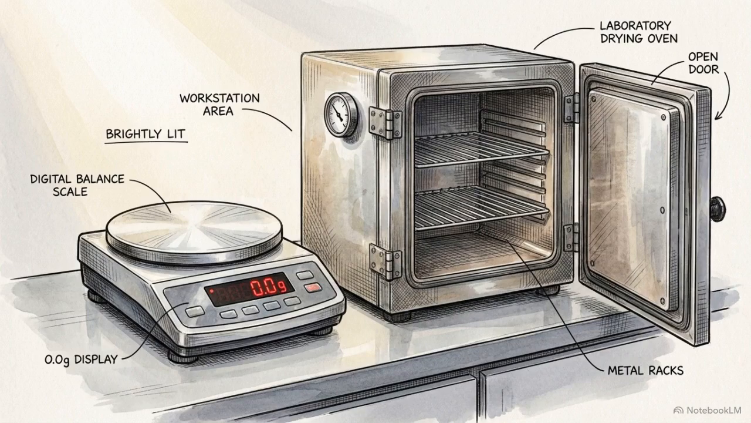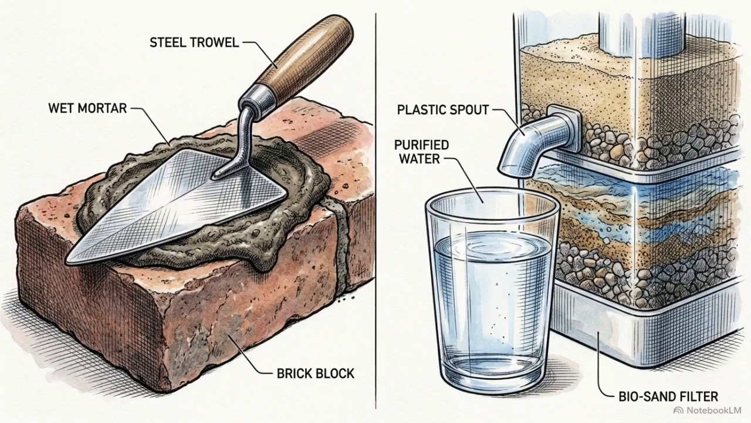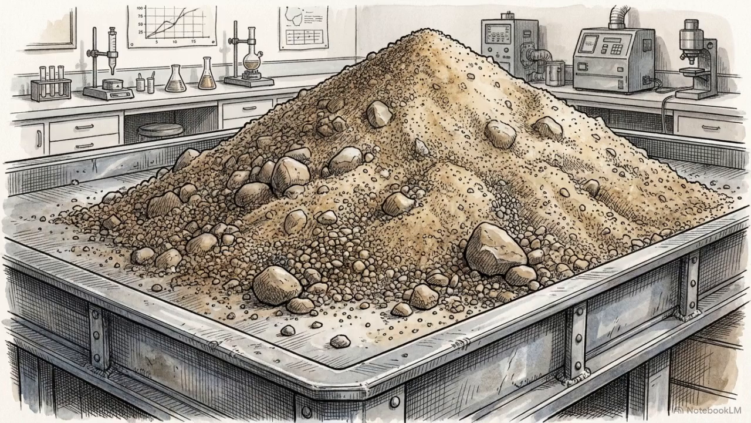Successful testing requires specific hardware: a drying oven, a balance scale accurate to 0.5 grams, a standardized set of test sieves, cleaning brushes, and a mechanical shaker. Without this data, the structural integrity of mortar or the effectiveness of a water filter relies on guesswork rather than measurable standards. We start with a 12-kilogram bulk sample.